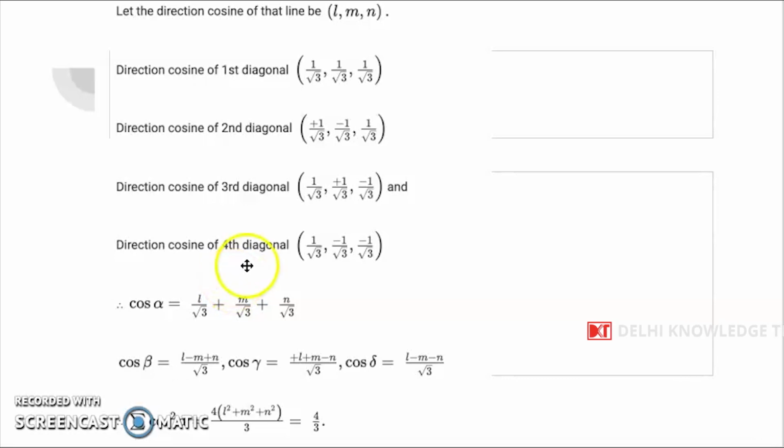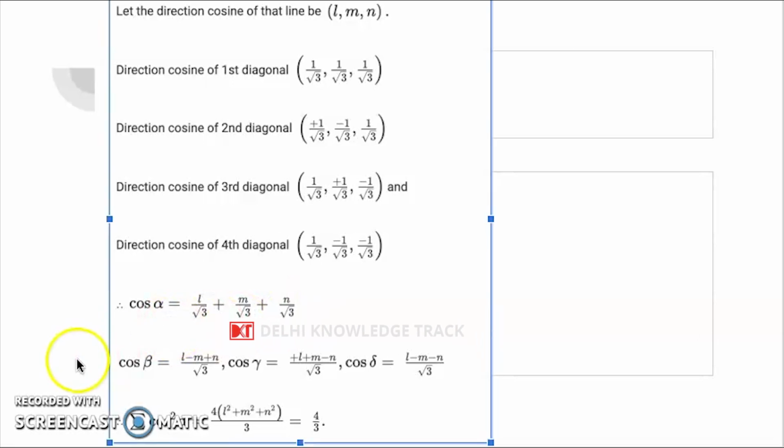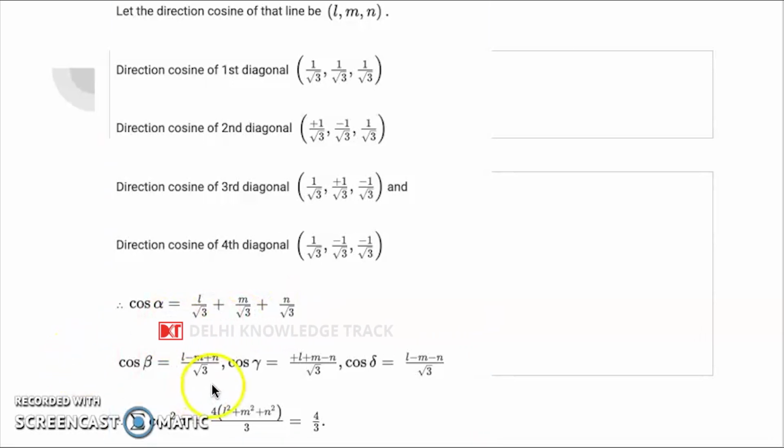So from these four direction cosines of the diagonals, we can see that cos alpha is equal to this, and cos beta, cos gamma and cos delta will be equal to this. So when we sum cos square alpha, cos square beta, cos square gamma and cos square delta, we'll get this equation.